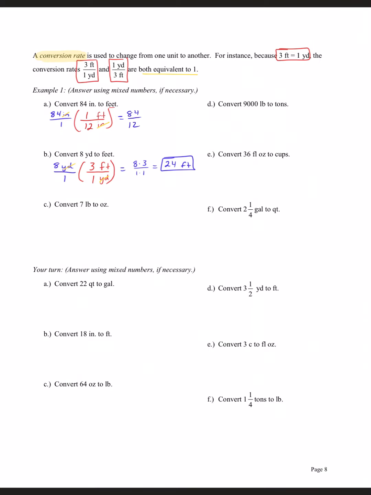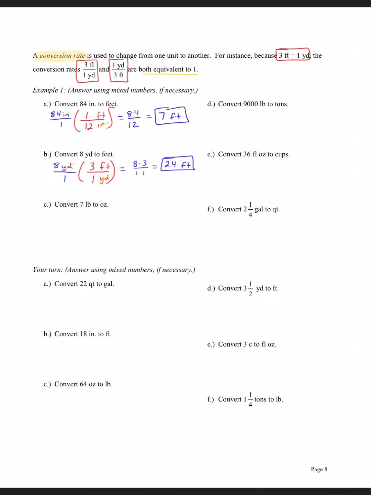And then we want to continue to simplify this. So if we type 84 divided by 12 in our calculator, we're getting an answer of 7, and it would be 7 feet because that's the unit that we are left with.